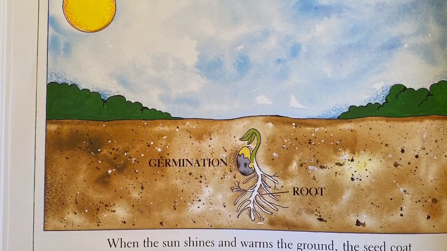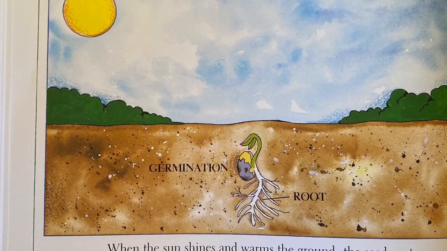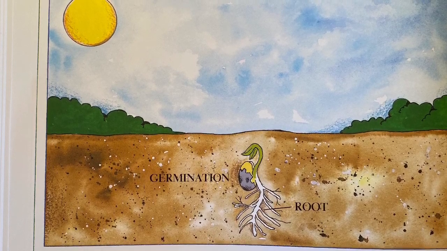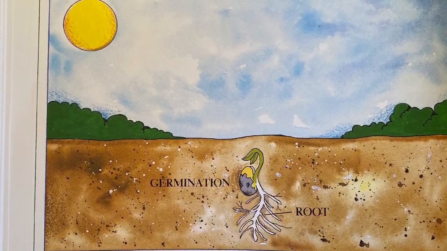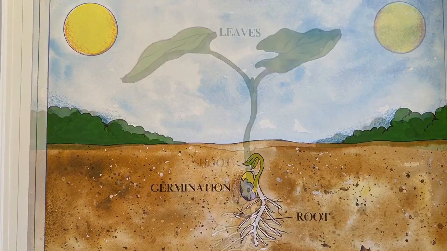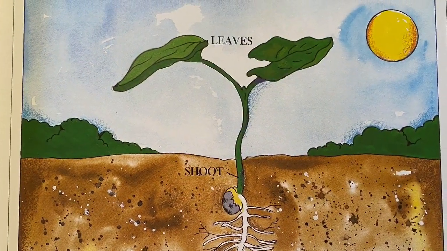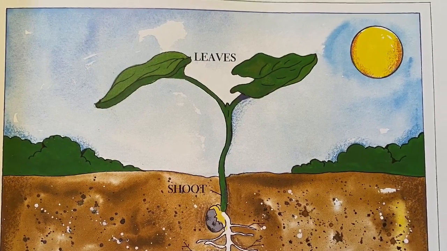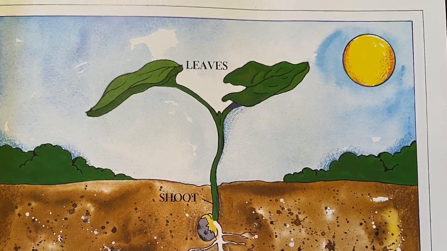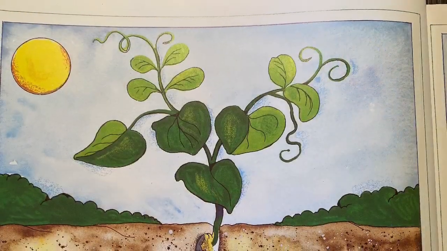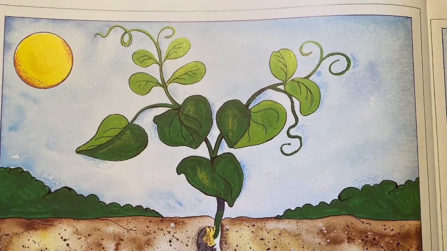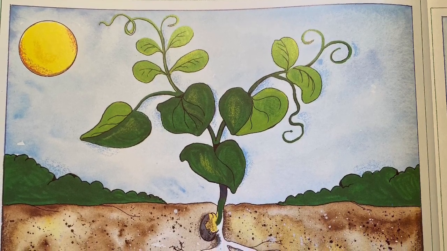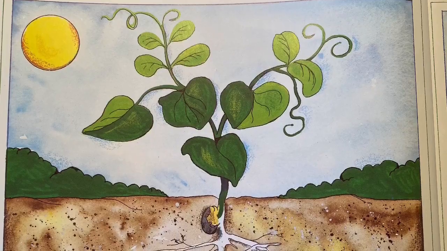A root grows down into the soil. The root takes in water and minerals from the soil for food. And we can see in the picture germination and root. Up grows a shoot. Green leaves grow up from the shoot towards the sun. In the picture, leaves and shoot. The plant grows bigger and bigger. The leaves make food for the plant from the water and minerals in the soil, the sunlight and the air all around the plant.